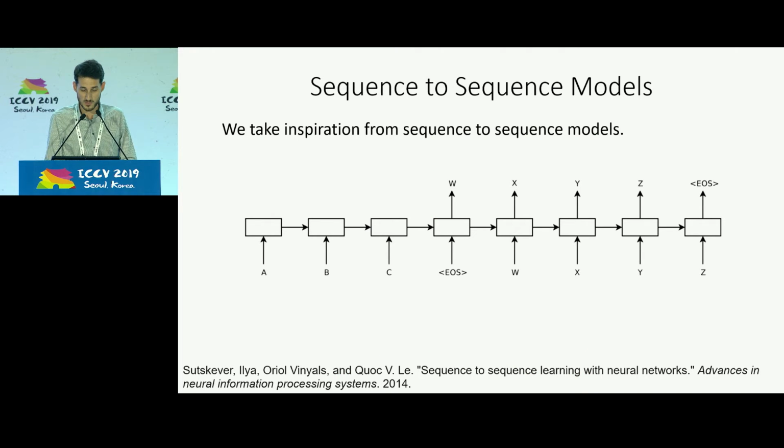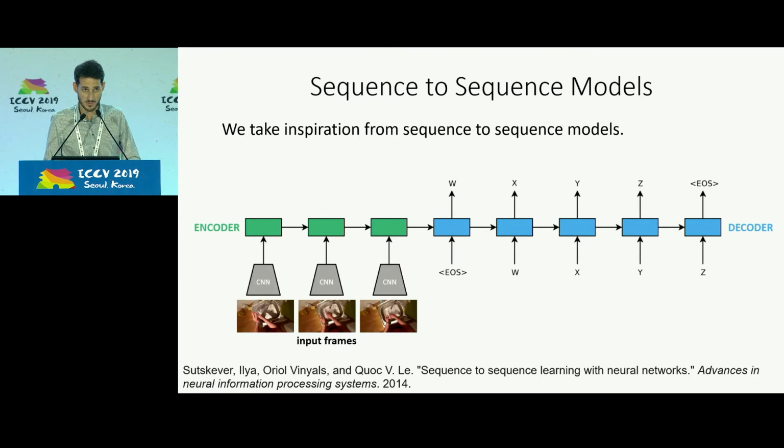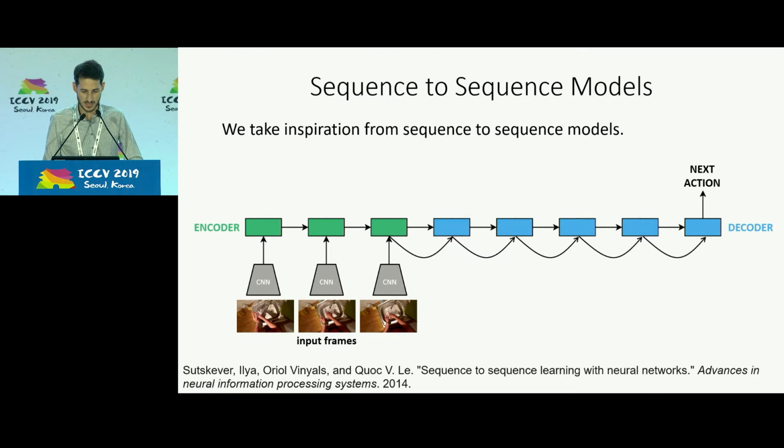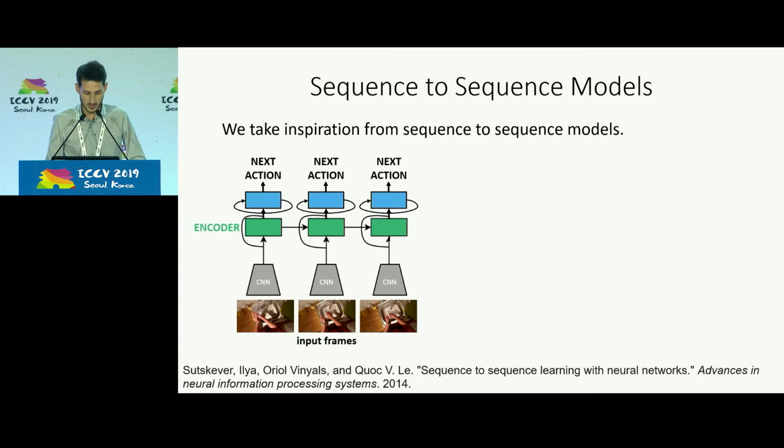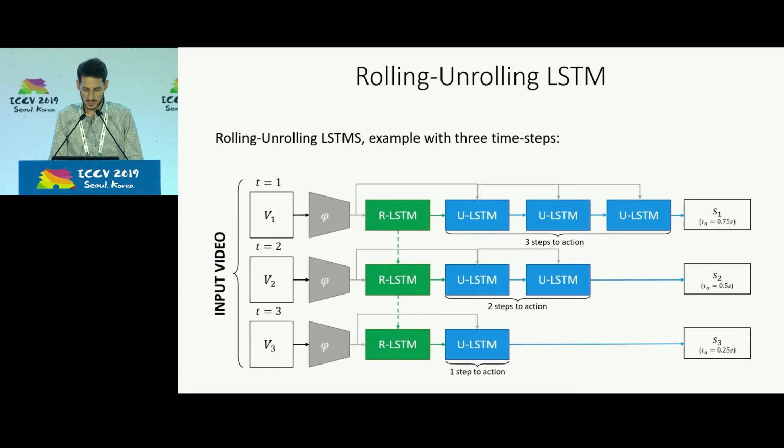We take inspiration from sequence-to-sequence models. These models comprise an encoder, which analyzes the words of the input sentence, and a decoder, which generates the words of the output sentence in an autoregressive fashion. We adapt this architecture by replacing input words with high-level representations of frames obtained by using a CNN. The decoder iterates over the last representation for a number of time steps proportional to the anticipation time. The decoder is also attached to each encoding step in order to continuously predict actions at multiple anticipation times. We term the encoder and decoder rolling and unrolling LSTMs.